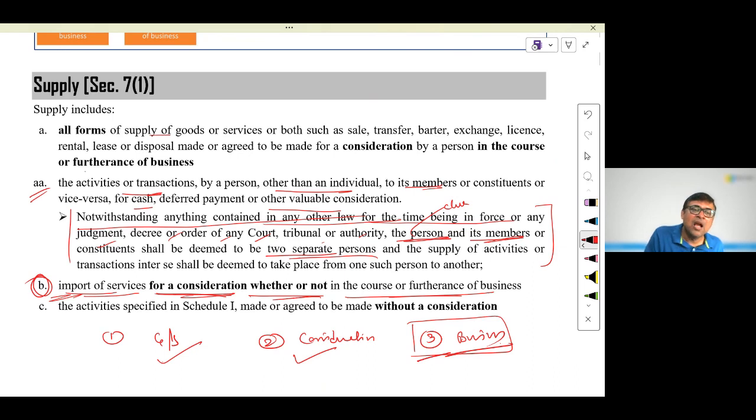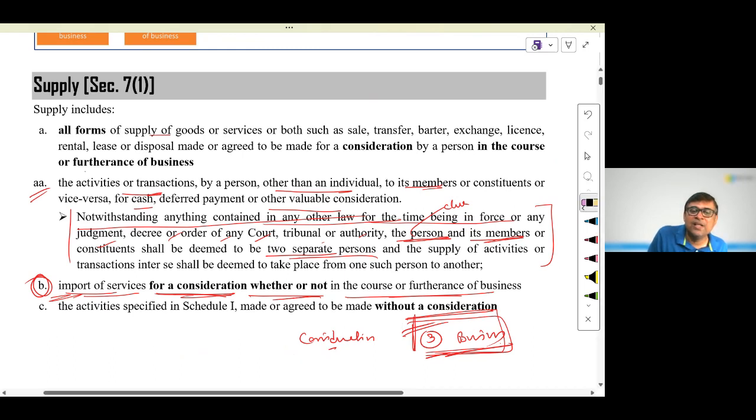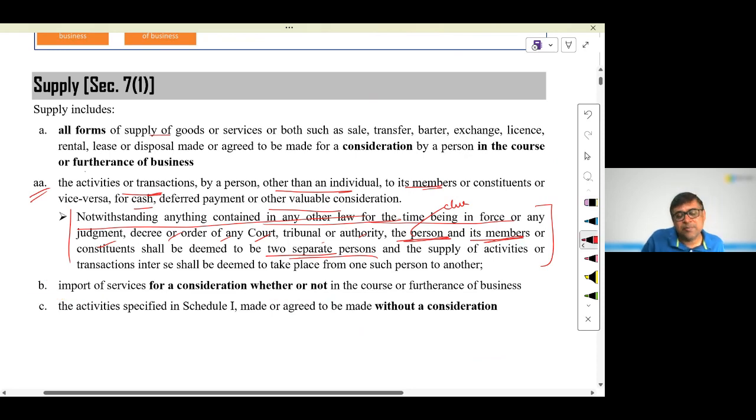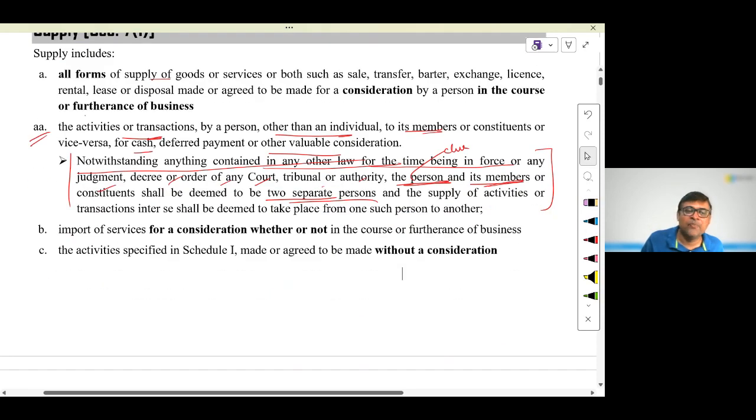One can say that out of the three basic requirements, the third requirement to treat a transaction as a supply is missing in this activity. Irrespective of whether these services are in the course of furtherance of business, it will be treated as supply. That means out of these three, two conditions are fulfilled, still the third one is not fulfilled, still it will be treated as deemed supply.